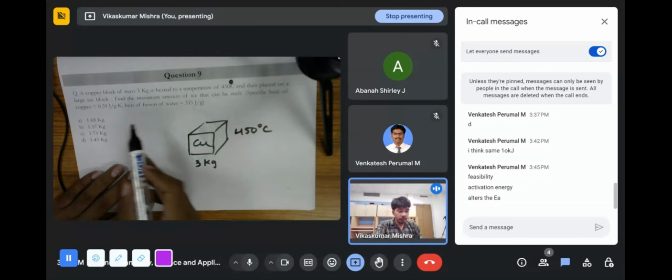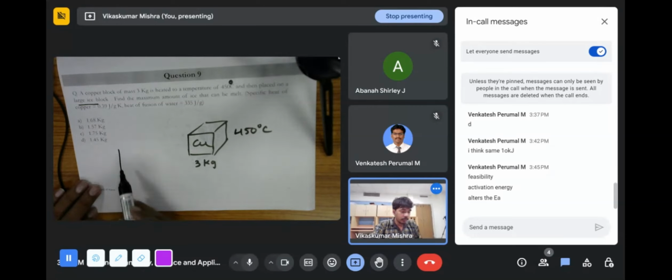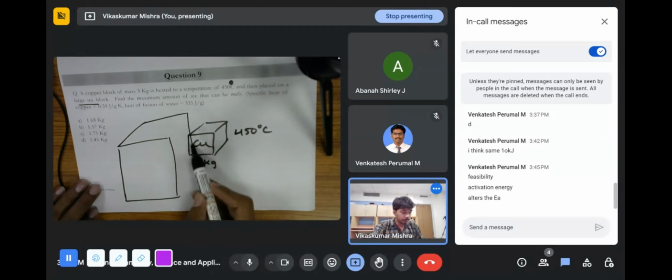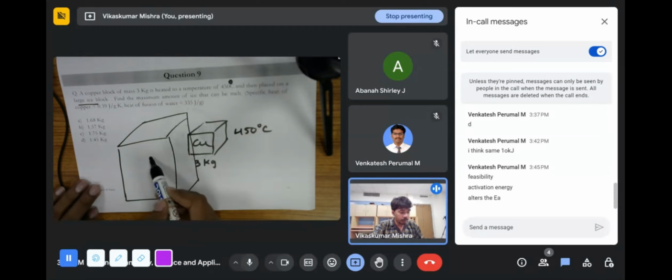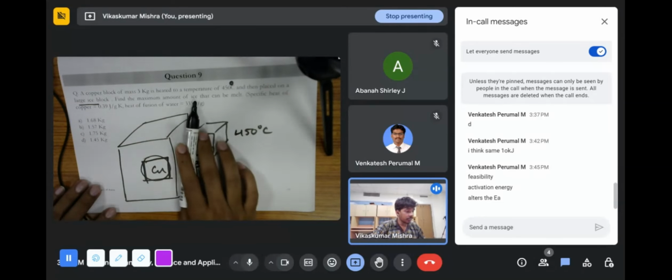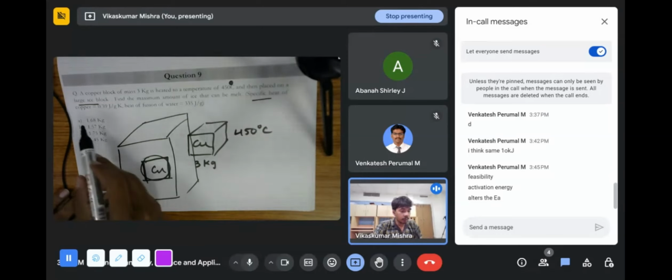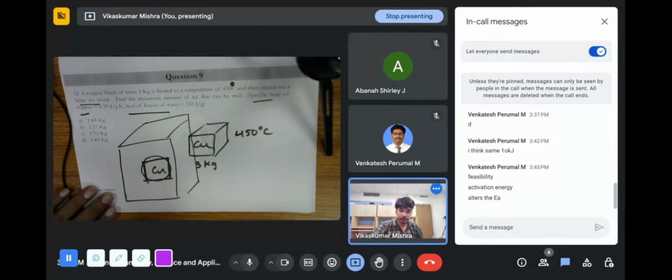Now we took it out and we put it in the large ice block. So we have a very large chamber which is made up of ice, and we are putting our copper block inside of it. Let's say something like this. Now we have to find the maximum amount of ice that can be melted with this. Okay, two things are given: the specific heat of the copper and the heat of fusion of water.